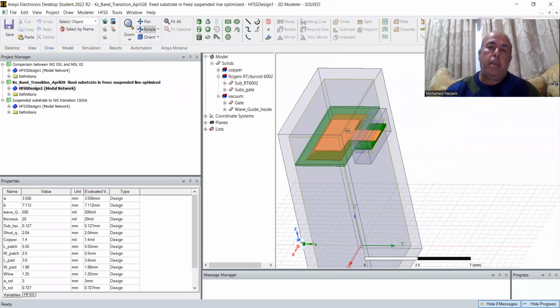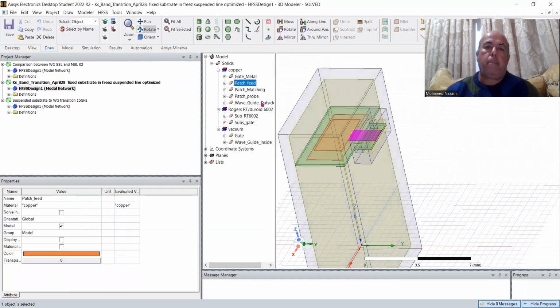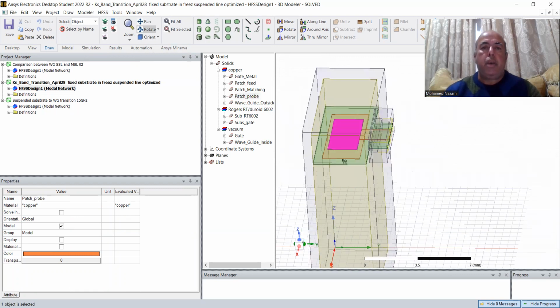Okay, so we have a probe that is on top, this one here, and let me show you which one. So we've got the patch matching. Okay, this is the probe. There's a probe piece, which is fed by a transmission line, the patch feed, which we call it here.